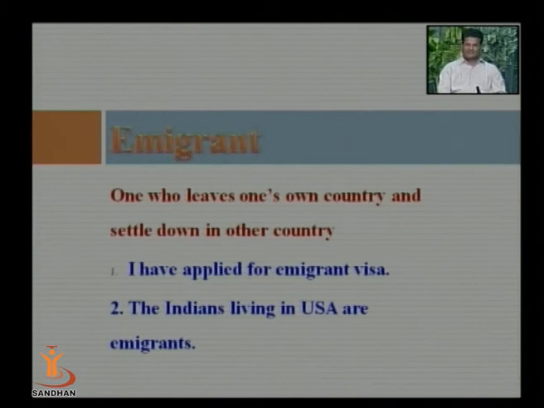The first word of the first pair is emigrant. One who leaves one's own country and settles down in another country. Suppose one leaves India and settles down in America, he'll be called an emigrant. I have applied for an emigrant visa. The Indians living in the US are emigrants. Those who are really Indians, their native country is India, but they live in the USA, are emigrants.